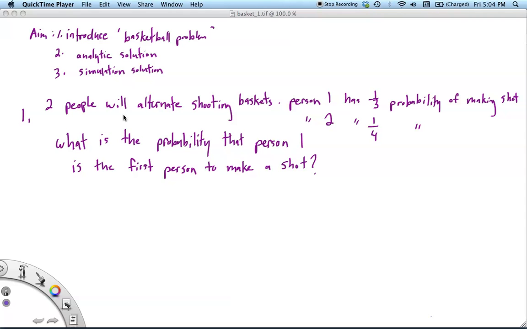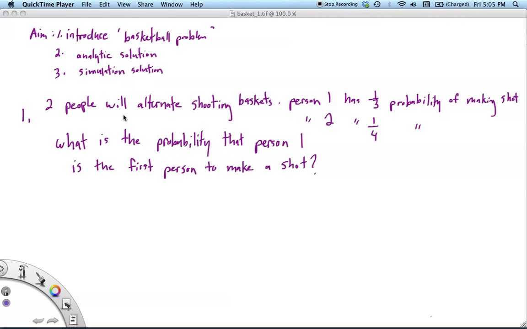In this video, I want to introduce the basketball problem, show how to get the solution analytically, and how to use simulation in R to hopefully validate, or at least show the plausibility of, the hand computation that we're going to do. So here's the situation. You've got person 1 and person 2, and they're going to alternate shooting baskets, starting with person 1.